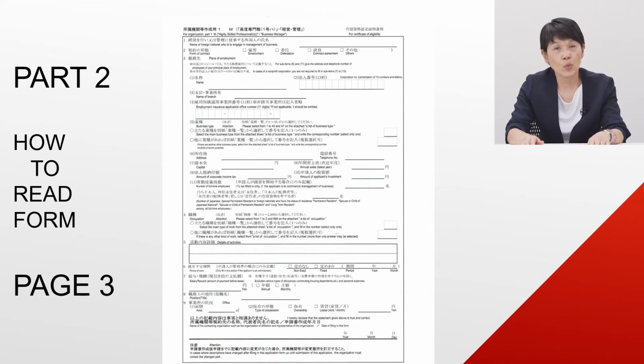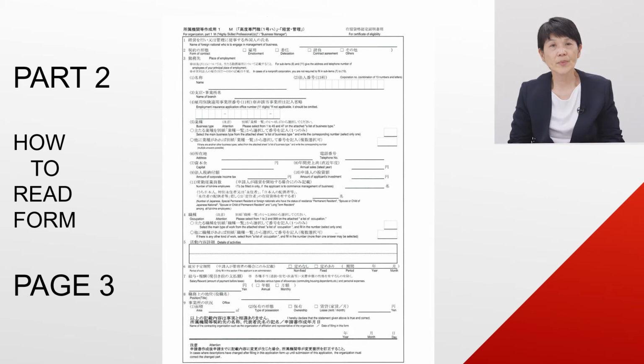6, period of work. When you are the entrepreneur or the director of the company, you do not have to fill out here. In the case of the senior managerial position, pattern 2 needs to fill out here because they are supposed to be dispatched to Japan for a set period of work.